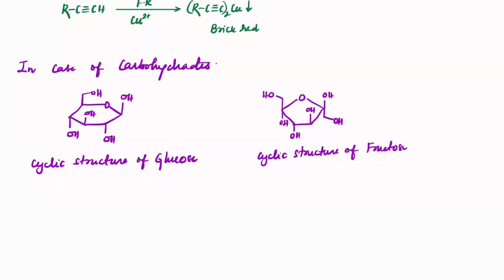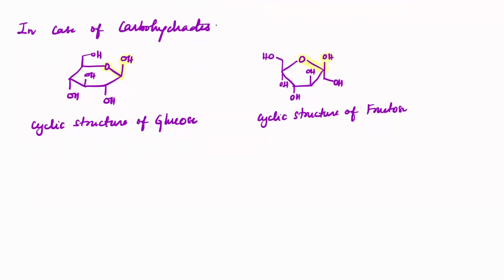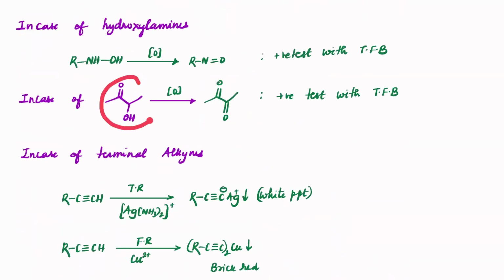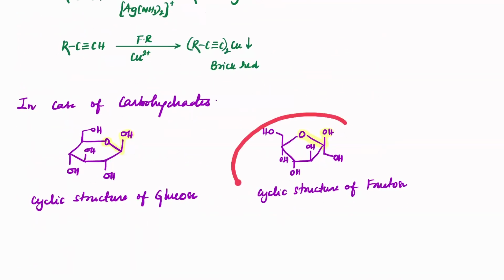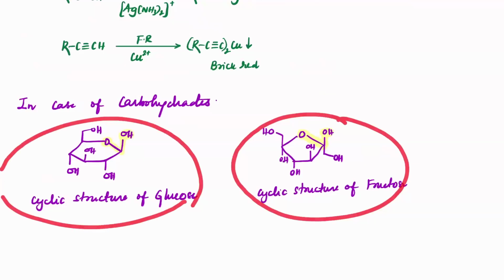So notice one thing here. In the first case, in glucose, this is a hemiacetal bond. Check out, this is a hemiacetal bond. Here also, this is a hemiacetal bond. So glucose and fructose both will have hemiacetal bonds. And you know that hemiacetal bonds in basic medium will again hydrolyze and convert into aldehydes. In fact, fructose will also convert into alpha hydroxy ketone. And you know that alpha hydroxy ketones give a positive test. So both fructose and glucose will give you positive test here.